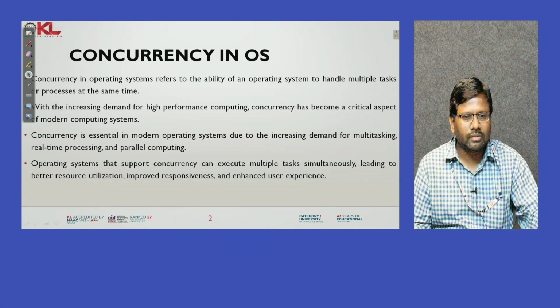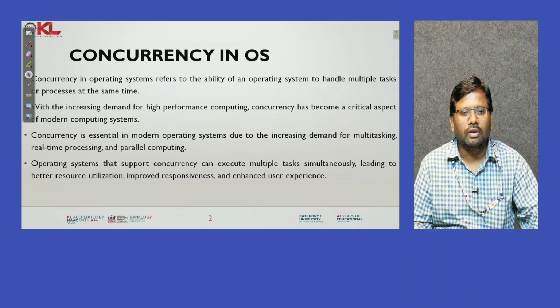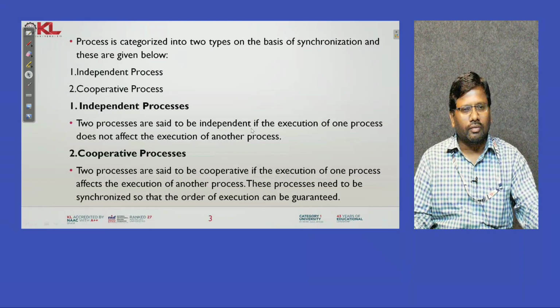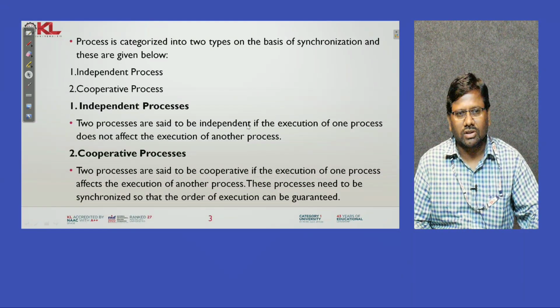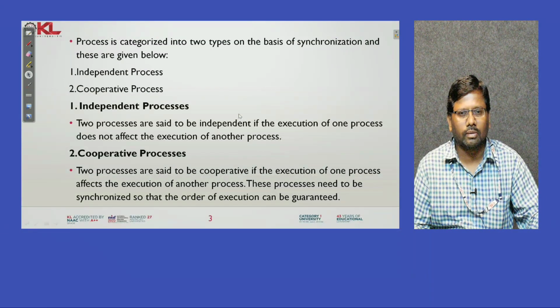Operating systems that support concurrency can execute multiple tasks within a span of time. At the same time, we get effective utilization of the resources, which is one of the goals of the operating system. Every task in an operating system is carried out with the help of a process.